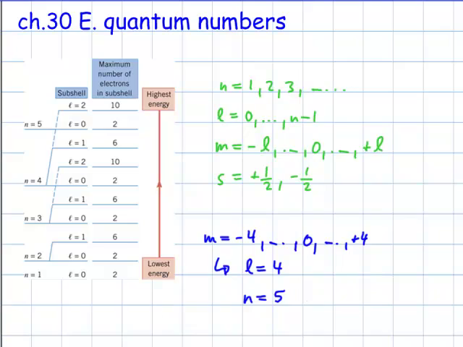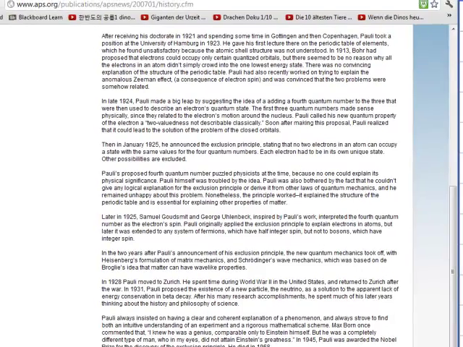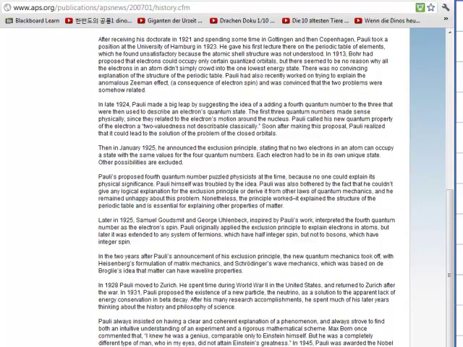Here's a little more on the exclusion principle. A little history for Wolfgang Pauli. He was born in 1900, and you can see this is from the American Physical Society article from a few years ago. He received his doctorate in 1921, so he was apparently super smart and got his doctorate when he was 21. His first lecture, when he was hired as kind of an assistant professor, was on the periodic table of the elements, which he found unsatisfactory because the atomic shell structure was not understood.